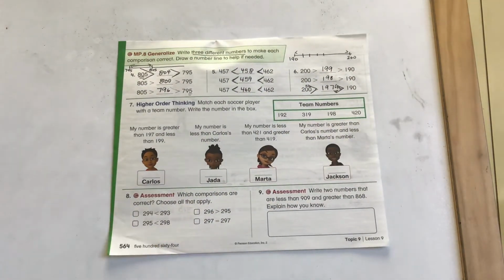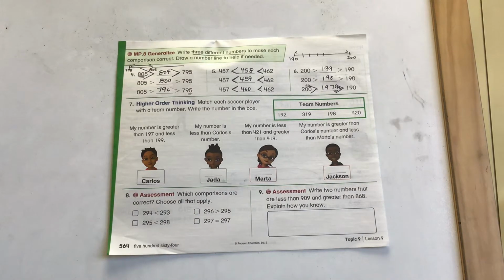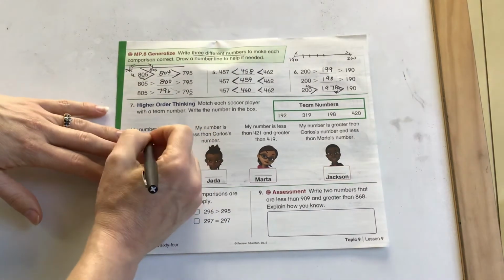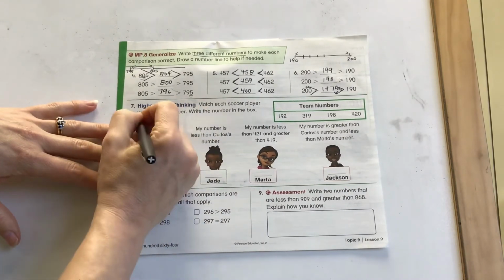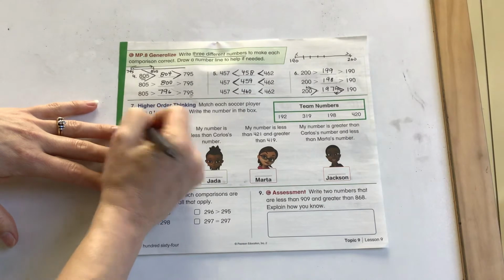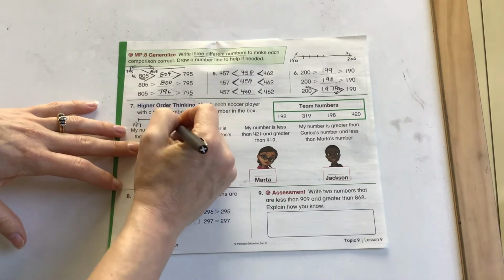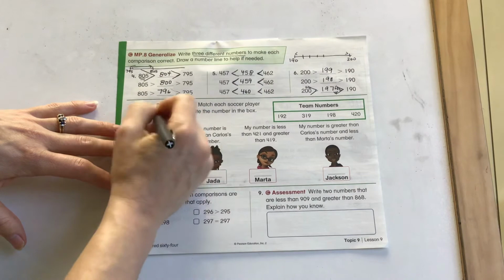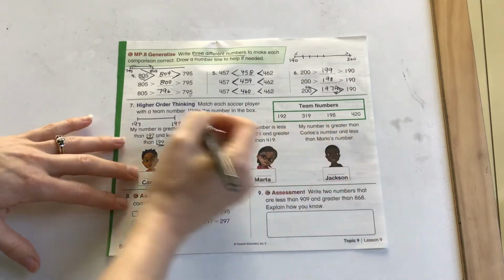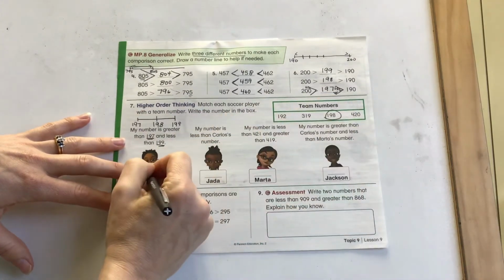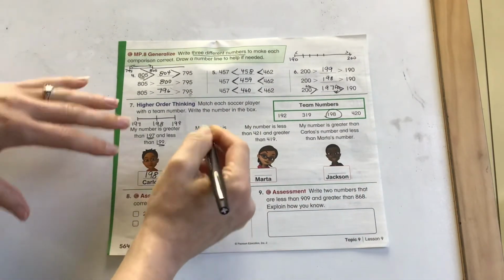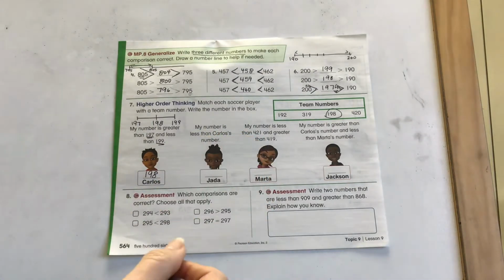Okay, number 7, higher order thinking. Match each soccer player with a team number. Then write the number in the box. So we're going to go through each one. My number is greater than 197 and less than 198. So again, if we want to write out a number line, we've got 197, I'm sorry, 199. So we have to figure out what number comes in between there. Looking at our numbers, we know there's only one number, 198. So Carlos is 198.